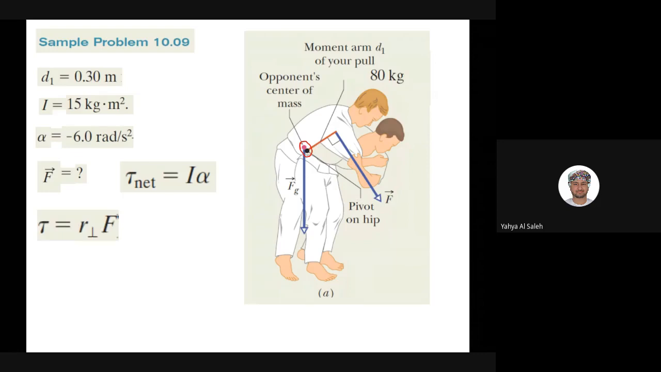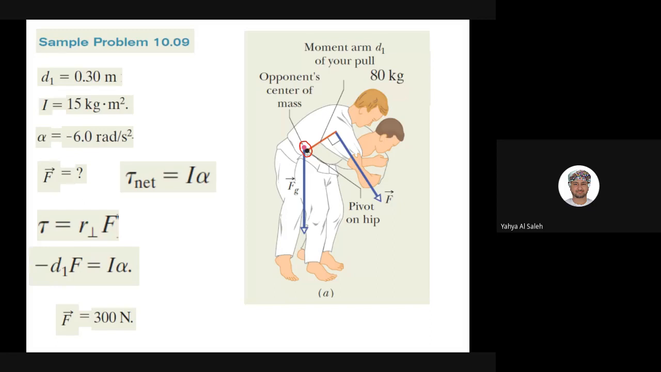Well, my torque is I alpha. I know what I is. I know what alpha is. I can calculate torque. Torque is also r cross F. And I know my moment arm is 0.3 meters. So I equate these two: I alpha equals r cross F. And I end up with a force of 300 newtons. So I need to put in a force of almost 30 kilograms equivalent of mass, 300 newtons, give or take, to flip an 80-kilogram person over my shoulder.